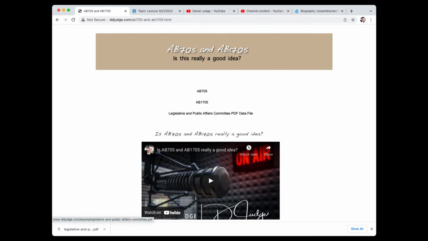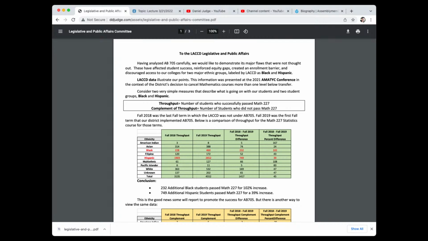Because that's important. We're using probability and statistics to look at how public policy shapes our lives or unshapes it, however we want to look at it. So here was that sheet that I'm going to be sending and talking about and hopefully presenting here to people. And this is in regards to the bill of AB 705 and AB 1705. Okay? Now, in this bill, we have what's called throughput. That's the number of successes and the number of non-successes.